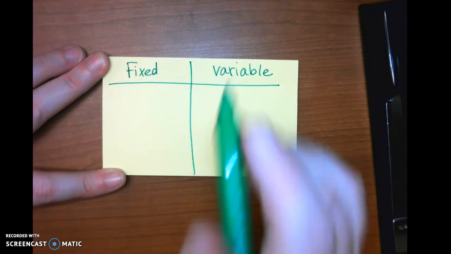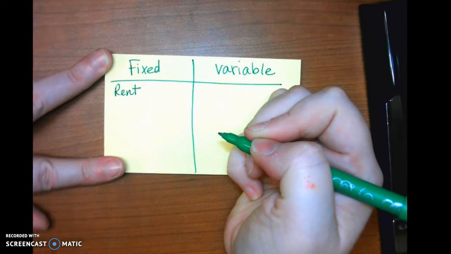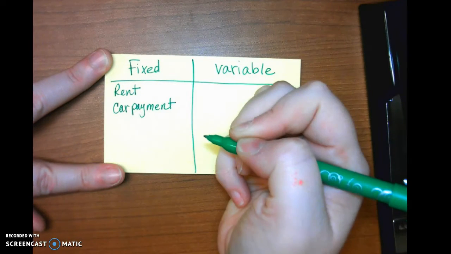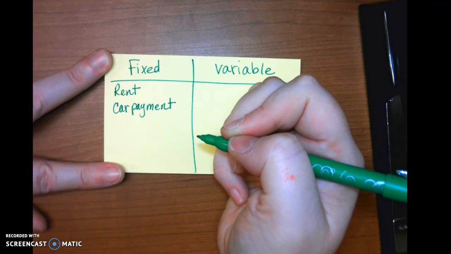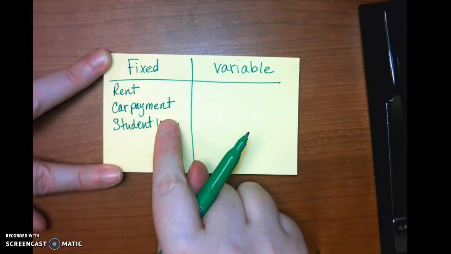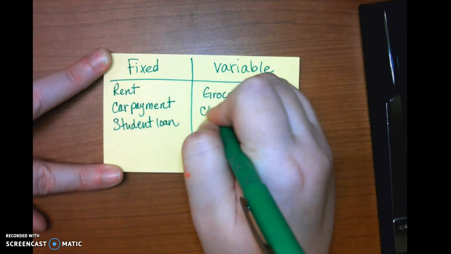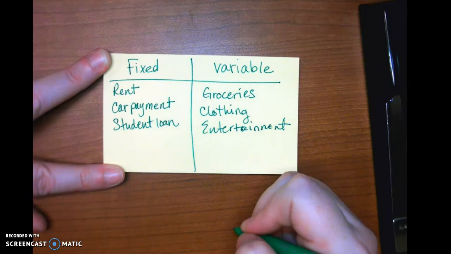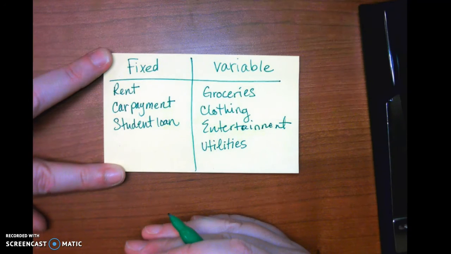Okay? So fixed, these are both expenses. Fixed expenses are the ones that are the same every month, like rent, like car payment, like student loan. Things that are the same every month no matter what. Now variable, these are different every month: groceries, clothing, entertainment, utilities. Your electric bill is not the same from January to August. Those two months will be very different.